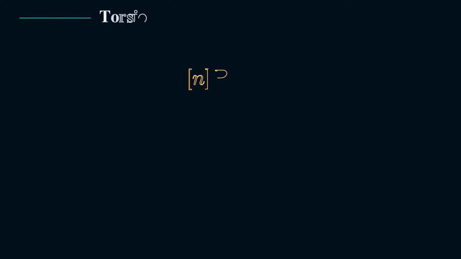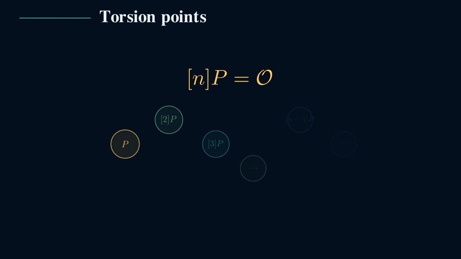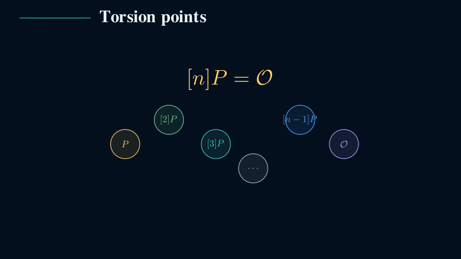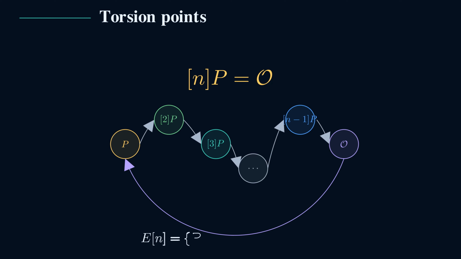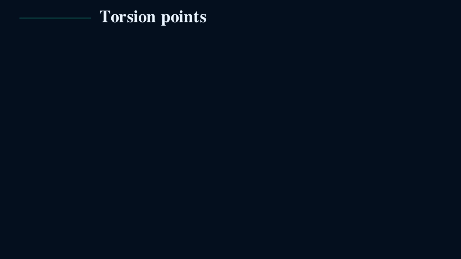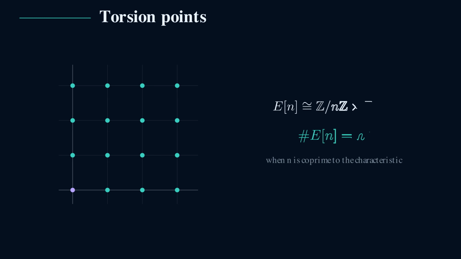Some points eventually return to the identity after repeated addition. These are torsion points. More precisely, P is an n-torsion point when [n]P equals O. All points killed by [n] form the subgroup E[n]. Over an algebraic closure, when n is coprime to the characteristic, the n-torsion has a clean two-dimensional structure. It looks like two copies of the integers modulo n. Consequently, there are n squared n-torsion points.